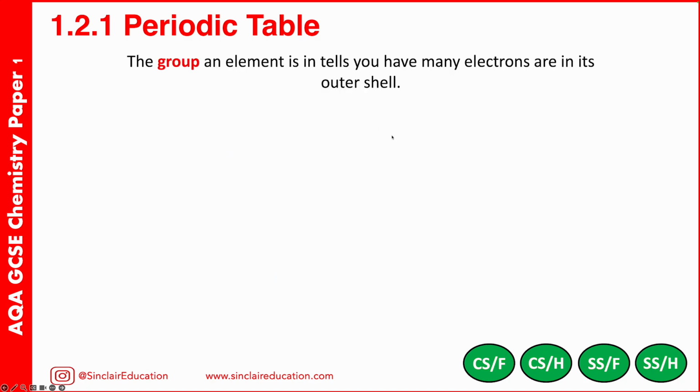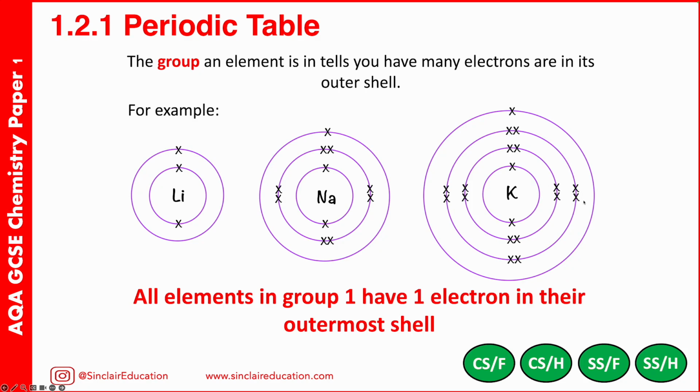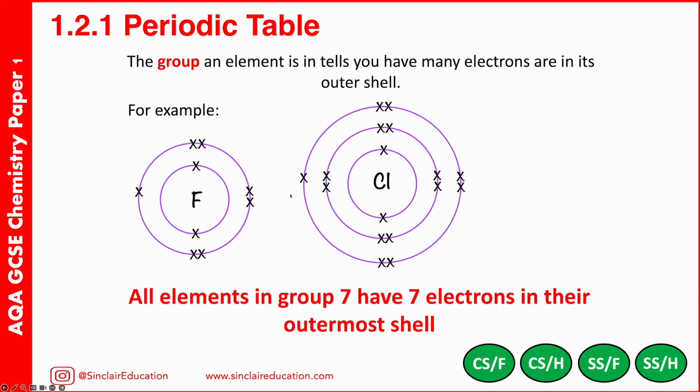When we look at the groups, here's our group 1 elements. They all have one electron in their outer shell. This one must be in period 2 because it's got 2 shells, while potassium over here would be in period 4 because it's got 4 shells. So the group it's in tells us how many electrons are in its last shell. Here, for example, we've got our halogens, so fluorine and chlorine, both in group 7 because they both have 7 electrons in the outermost shell.